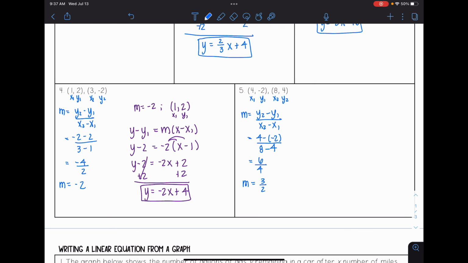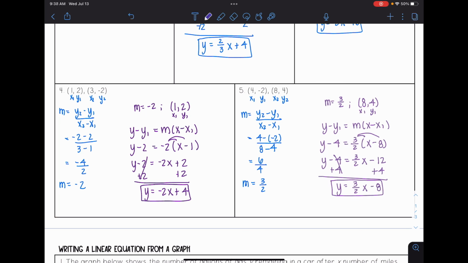Okay, go ahead and pause the video. I want you to finish out this problem and find the equation of the line. When you think you have it, go ahead and press play. So the answer you should have gotten here is that y is equal to 3/2 x minus 8. Here I chose the point 8, 4, so I chose the second point this time. It doesn't matter which point you choose to put in the formula. In the end, you should end up with the same answer.